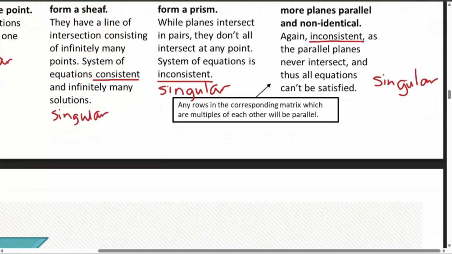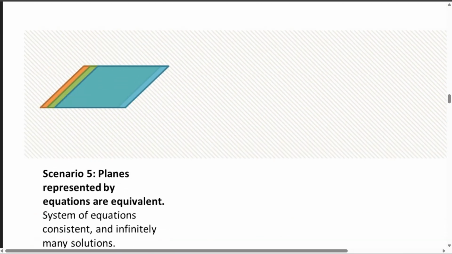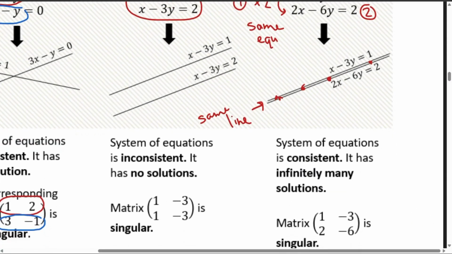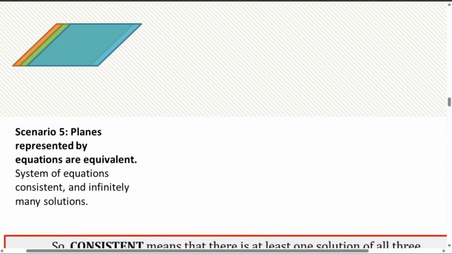So we've got one more scenario here, which is basically this scenario here, where they are the same line. So this scenario is they are the same plane. So the planes are represented by equations that are equivalent. So the system of equations is consistent. There are infinitely many solutions. So basically the planes are the same.